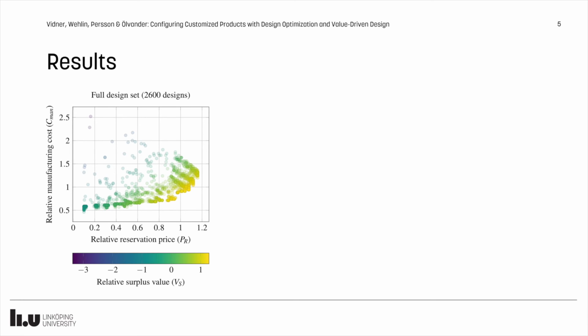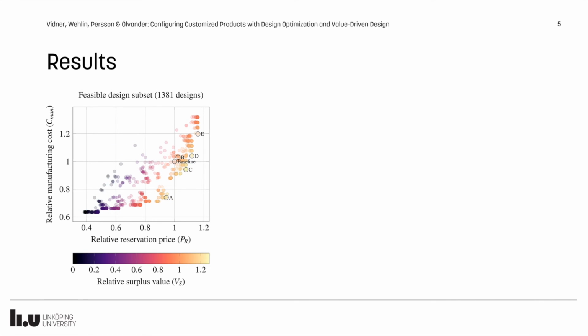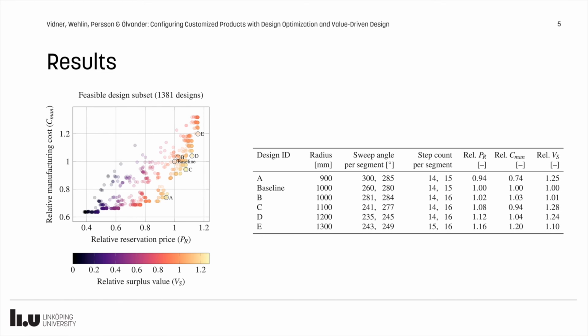From this complete dataset, the feasible design subset has been extracted, meaning that these designs satisfy all optimization constraints and also have a positive surplus value. Plotting these 1,381 designs, again in objective space, shows that the optimization has successfully found feasible designs dominating the baseline design. Grouping these feasible designs per staircase radius value and then selecting the designs with the highest surplus value in each one of these groups gives the designs A to E, as shown in this table.